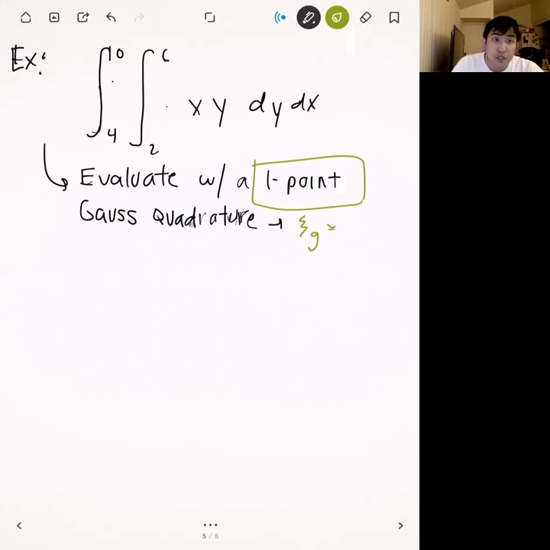For a 1-point rule, you can look back at the end of lecture notes 11, which is on 2D heat transfer. We see that the Gauss points are going to be 0 and 0. So xi g is equal to 0 and eta g is equal to 0. And the Gauss weight is going to be 4.